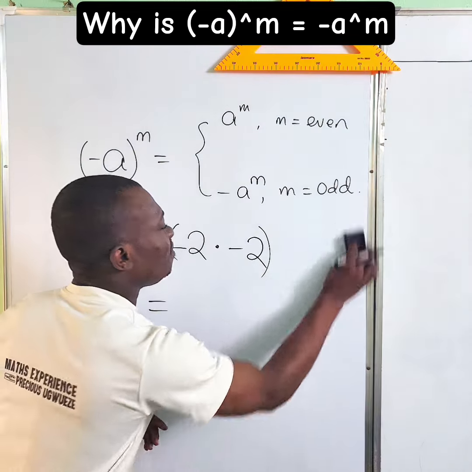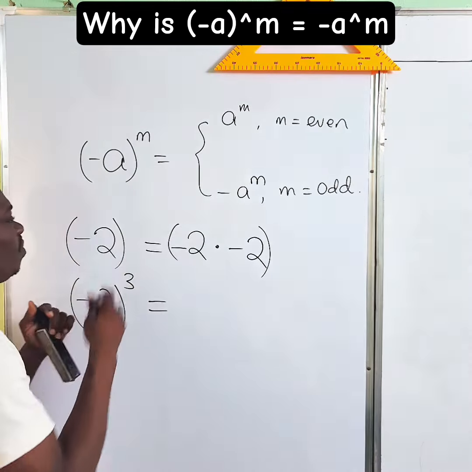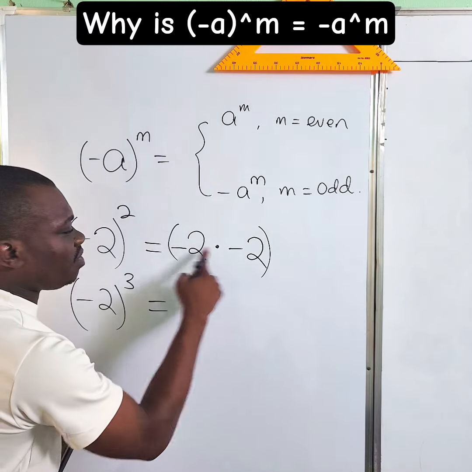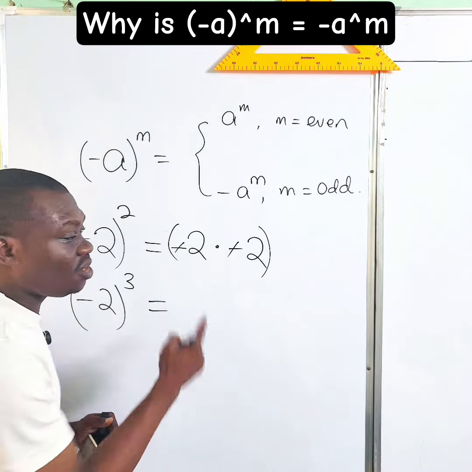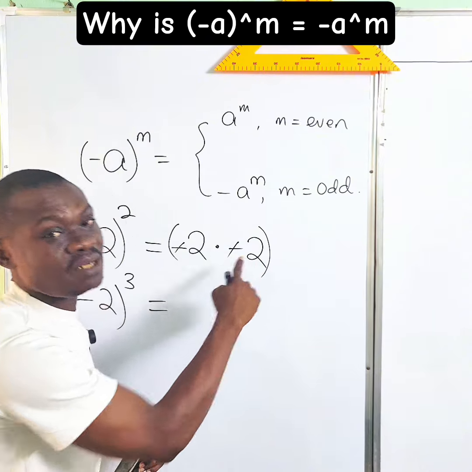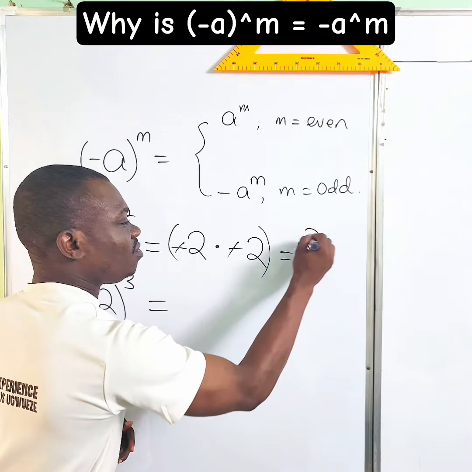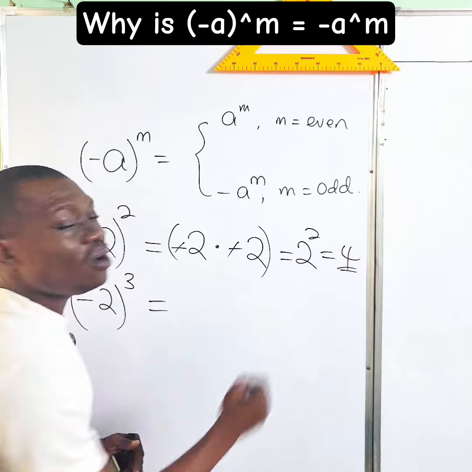Using the previous example, which is to the power of 2, these minus signs will cancel out by multiplication, and so you just have 2 times 2. And of course, 2 times 2 is 2 raised to the power of 2, which is equal to 4.